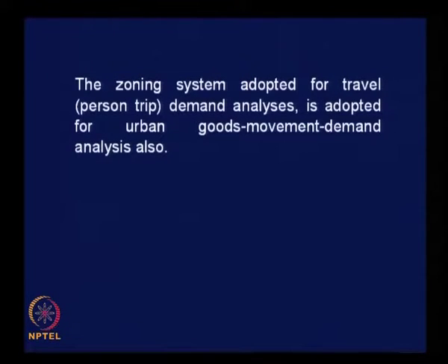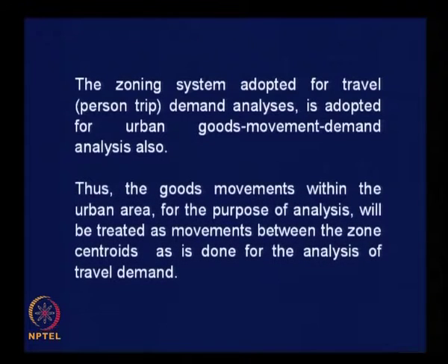The zoning system adopted for travel or person trip demand analysis is adopted for urban goods movement demand analysis also. There is no change at all. Thus, the goods movements within the urban area for the purpose of analysis will be treated as movements between zone centroids, as is done for the analysis of travel demand. Clear? So that we are able to define the trips made by goods vehicles also, as we have done in the case of person trips.